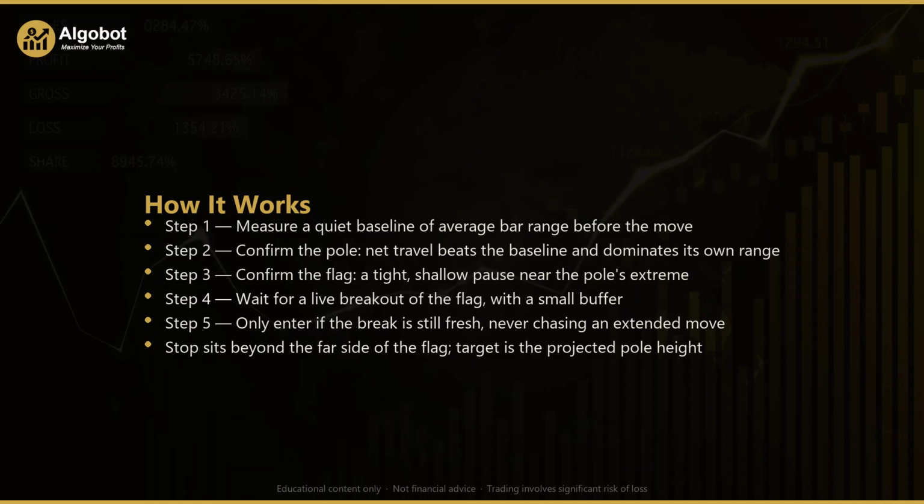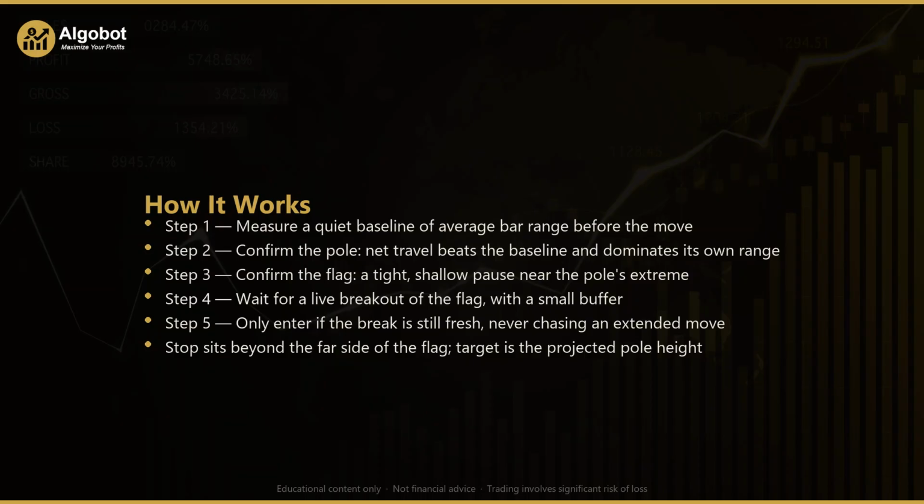Second, it checks for a valid pole. The pole is the most recent batch of impulsive candles, 5 by default. The strategy measures the net travel from the open of the first pole candle to the close of the last. For this to count as a real thrust, two things must be true. The net travel must be at least the PoleFactor multiplied by that baseline average range, which by default means at least double a quiet bar. And that net travel must also dominate the pole's own high-to-low range, by default covering at least 55% of it. That second test is clever, because it filters out choppy back-and-forth movement that covers ground but goes nowhere.